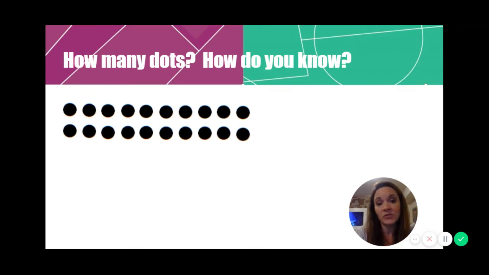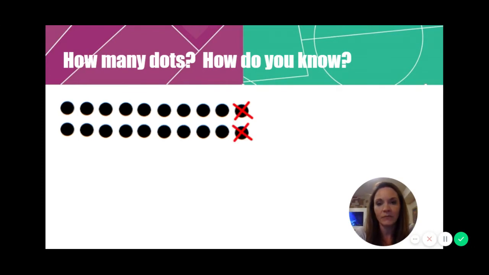Now we're going to explore the strategy using our times 10 facts to find our times 9 facts. So how many dots and how do you know? Here we see 20 dots. There are 2 rows with 10 dots in each row, and we know 2 times 10 equals 20. Pay attention to this slide as you look at the next one and see what's different. Now how many dots and how do you know?